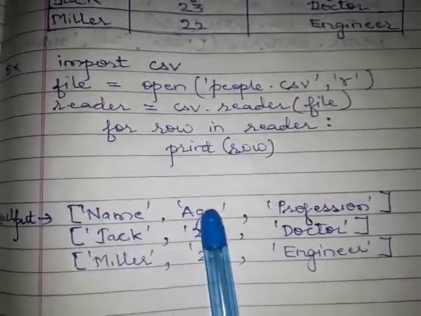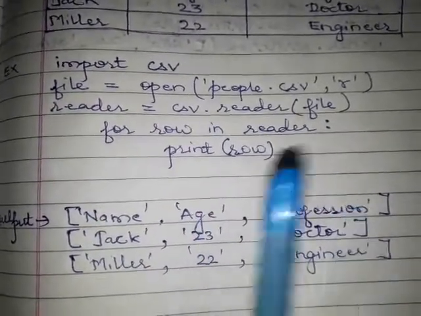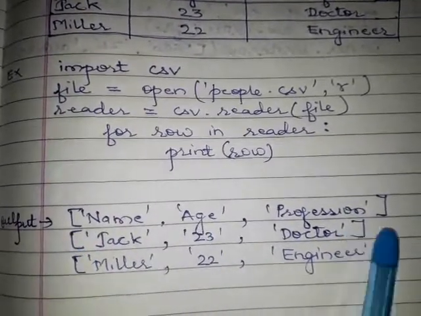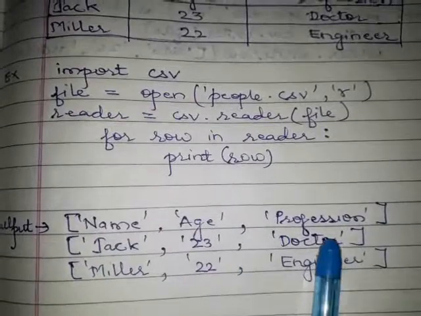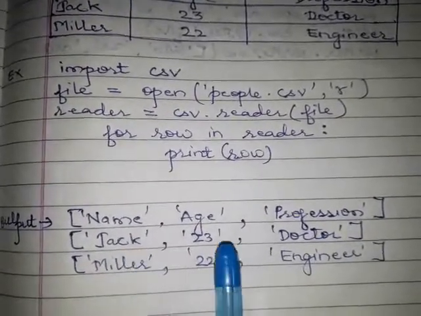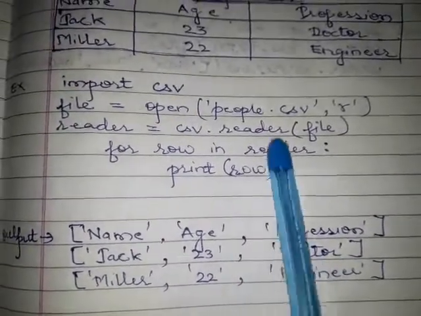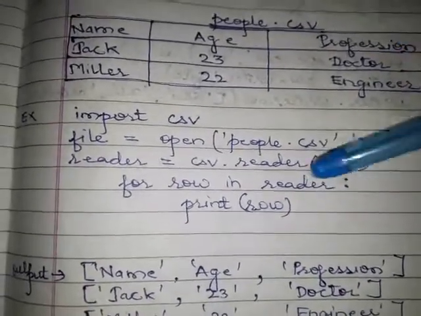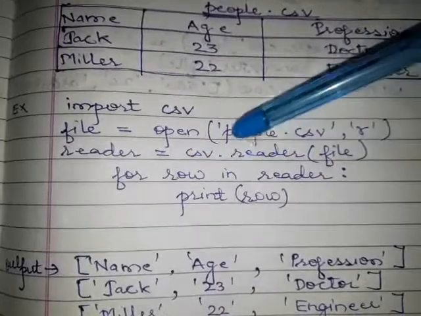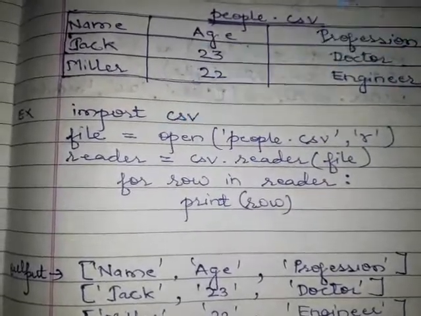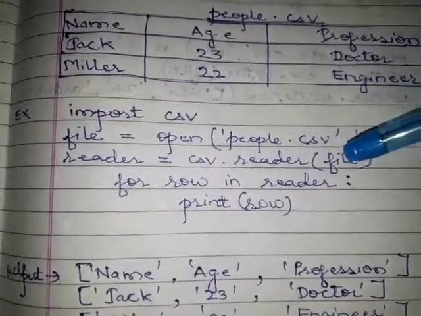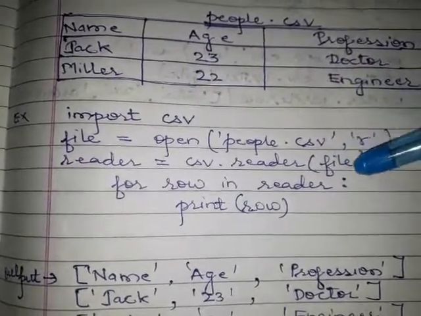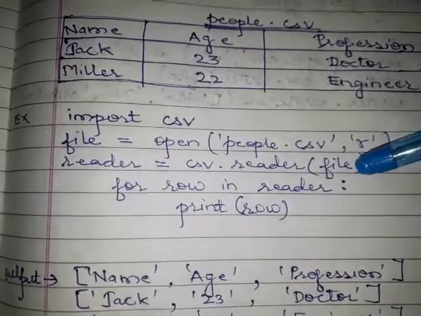will be name, age, profession, first iteration, then second iteration, second list, Jack, 23, doctor, third iteration, Miller, 22, engineer. So this is the basic way to read the CSV file with the help of the csv.reader method, which is of the csv module, and this module will take the file handler as well as the default delimiter is comma. So no need to write the delimiter here.